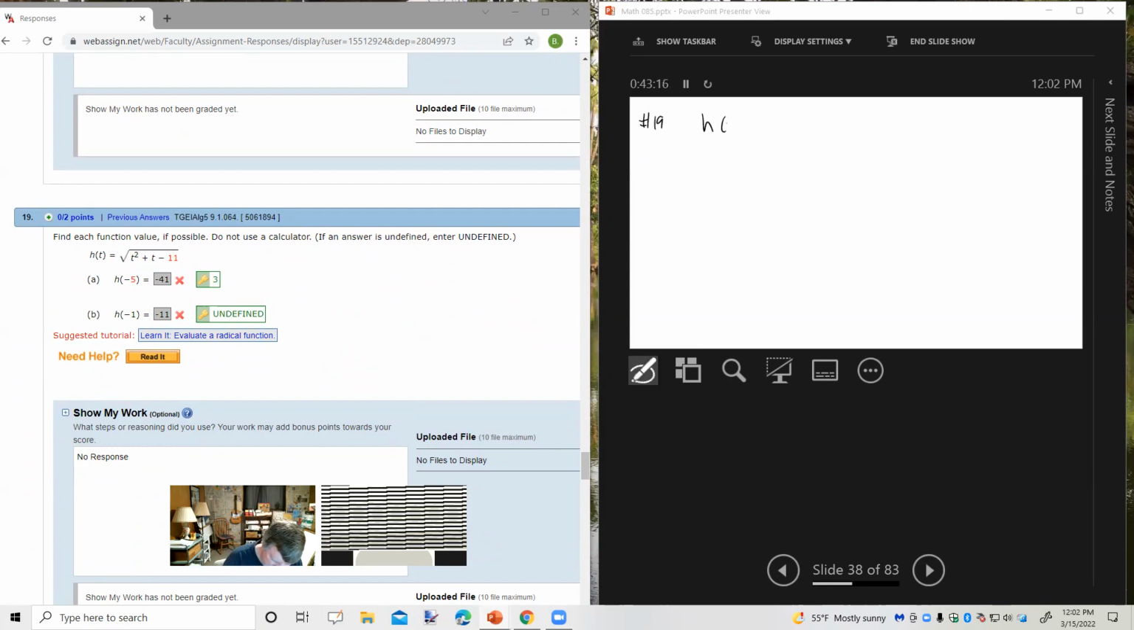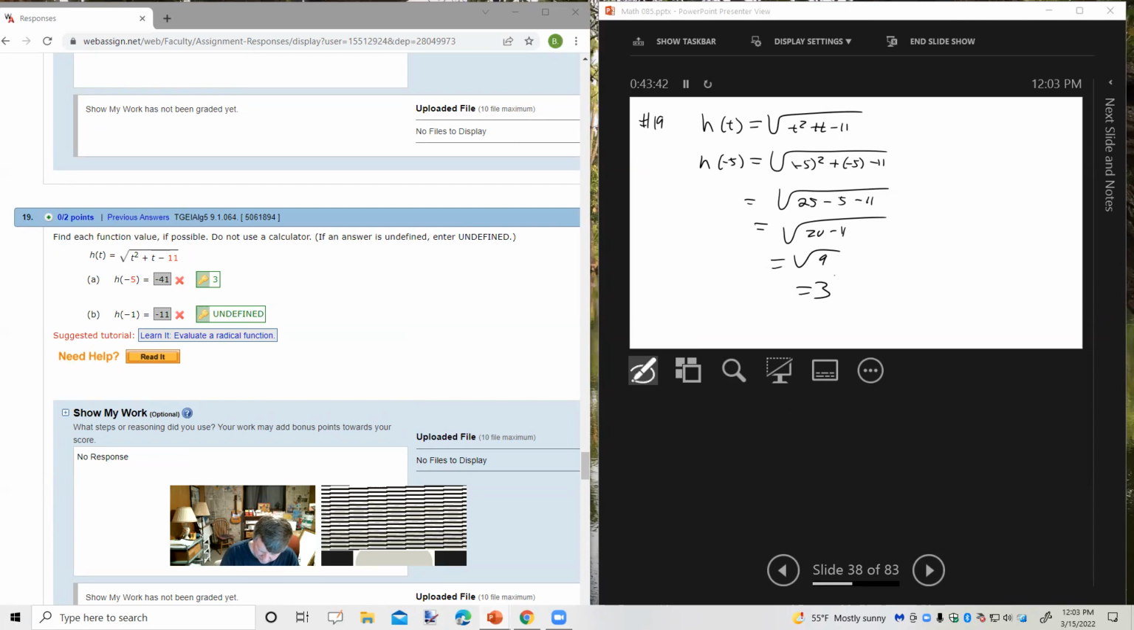19, h of t equals the square root of t squared plus t minus 11. And we're supposed to find h of negative 5. So that would be the square root of negative 5 squared plus negative 5 minus 11, which would be the square root of 25 minus 5 minus 11, which is the square root of 20 minus 11, which is the square root of 9, which is 3.